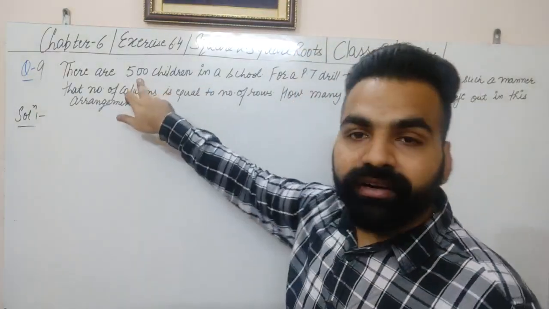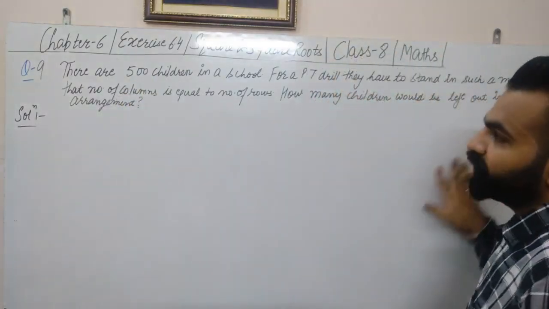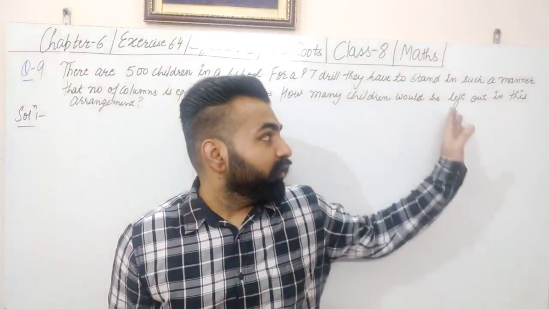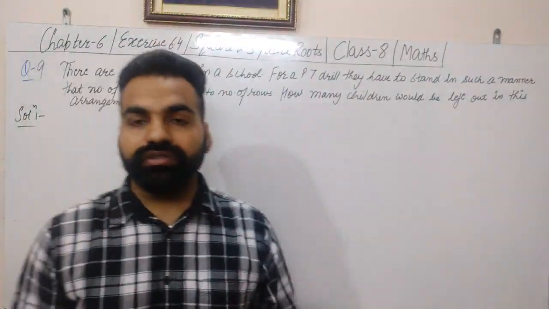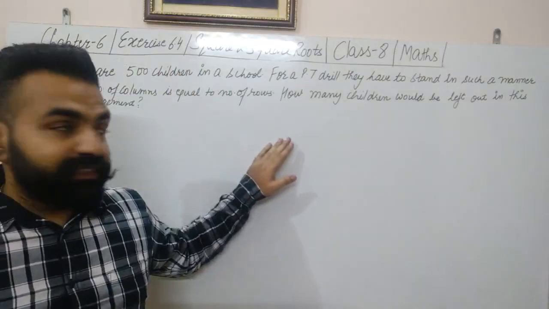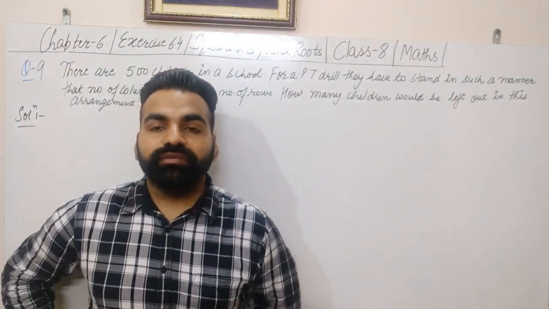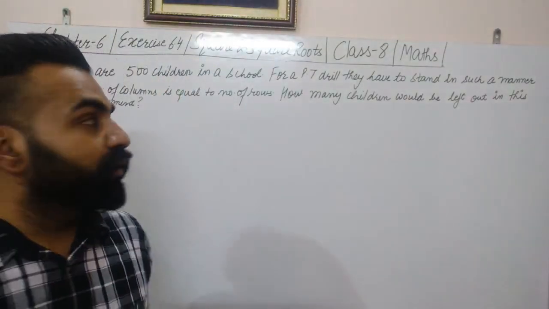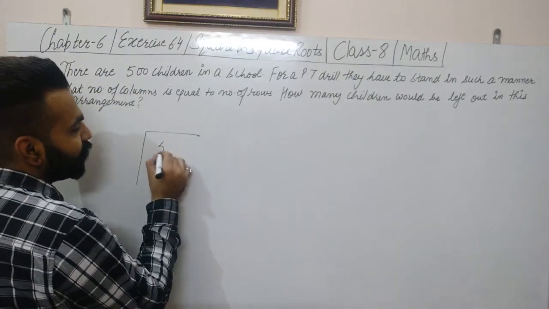So now 500 is not a perfect square. How many children would be left out in this arrangement? So we have to find how many children will be left out for this arrangement, that is, the number of rows and the number of columns should be the same. So first of all, the same procedure will be followed. This question is similar to that question, that what number should be subtracted from the given number to make it a perfect square. So first of all, try to find the square root of 500.